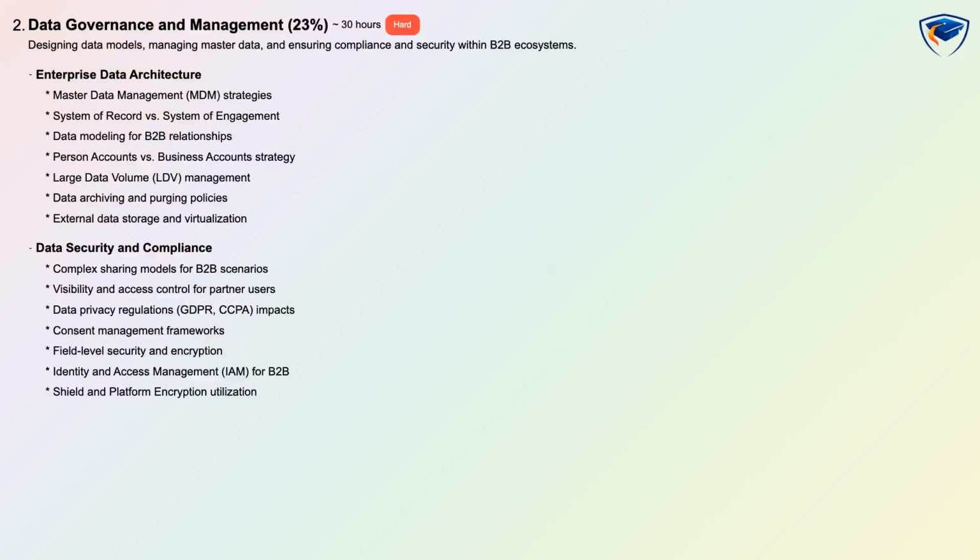Data governance and management accounts for 23% and focuses on designing data models, master data strategies, and compliance for B2B ecosystems. This domain is hard, needs about 30 hours of study, and is assessed through scenarios. Study master data management and system of record versus system of engagement, B2B data modeling choices such as person accounts versus business accounts, large data volume management, complex sharing and visibility for partners, plus privacy and compliance considerations like GDPR, consent management, IAM, and platform encryption.